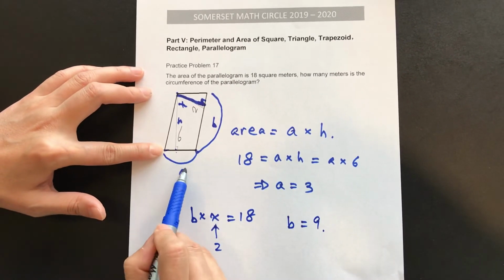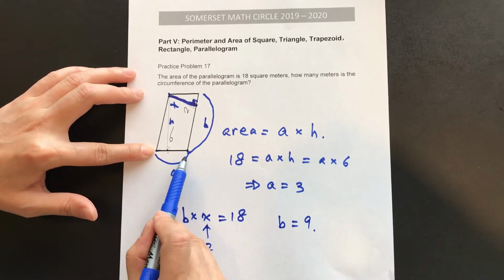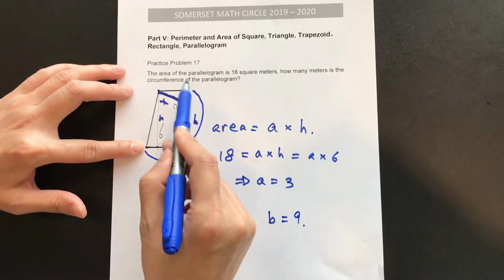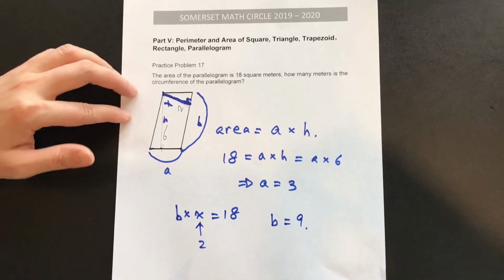Once you know one side of the parallelogram is 3 and the other side is 9, then you can find the perimeter of the parallelogram.